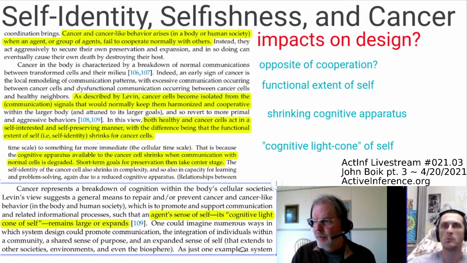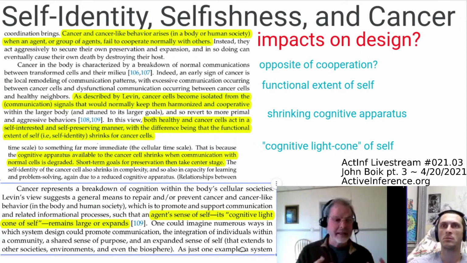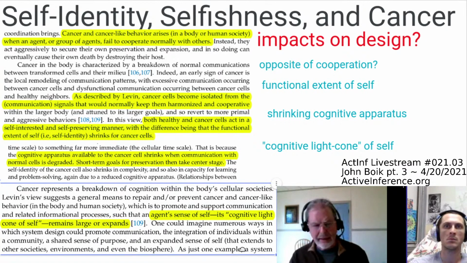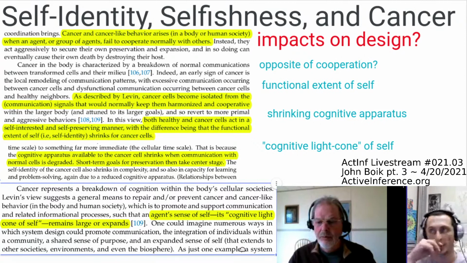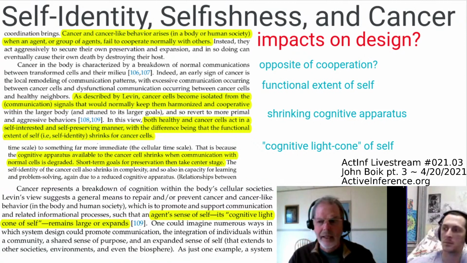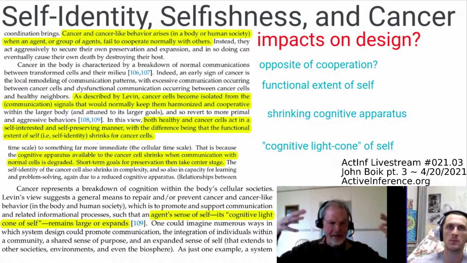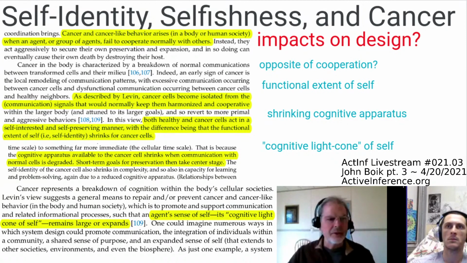And the idea that Levin has is that we often portray a cancer as being a selfish growth that's occurring in the body. And he says, it's not really quite like that. It's a little bit more like both normal tissue and cancer tissue is self-interested and acting in a self-preserving manner. The difference is the functional extent of self for the two populations. So the functional extent of self for normal tissue, normal cells in a normal tissue, is the whole body. Like the cells are connected and are communicating with other cells in the body, both locally and distantly.